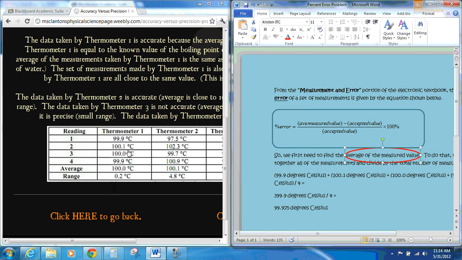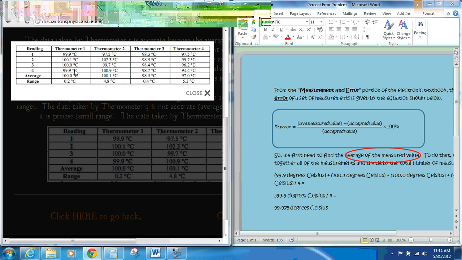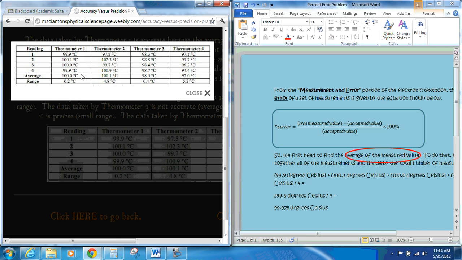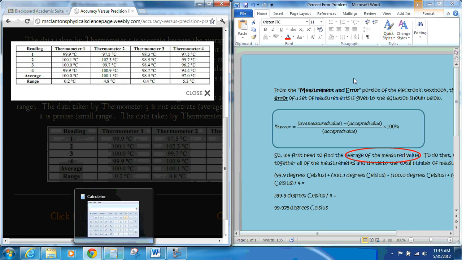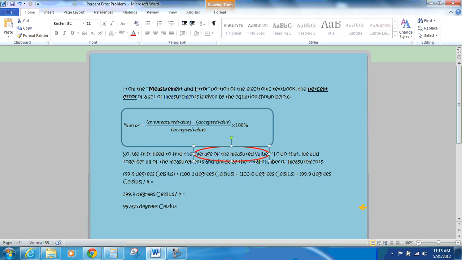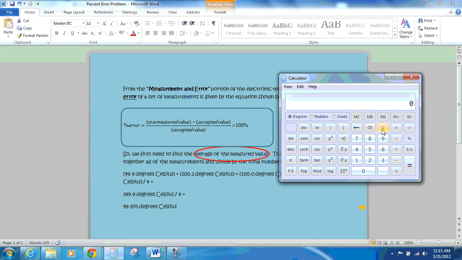To do that, we take all 4 readings for thermometer 1 and add them together: 99.9 degrees Celsius plus 100.1 degrees Celsius plus 100 degrees Celsius plus 99.9 degrees Celsius, and we divide by the total number of readings made by thermometer 1, which is 4. So we take 99.9 degrees Celsius, 100.1 degrees Celsius, 100 degrees Celsius plus 99.9 degrees Celsius, divided by 4. So let's just do that.